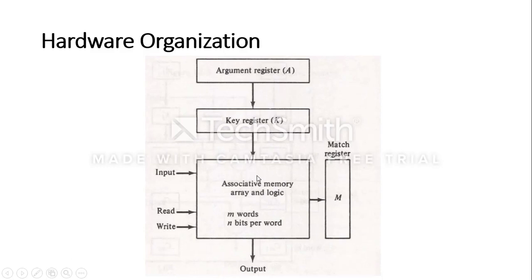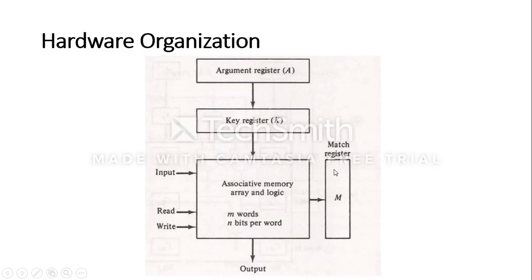Now what should be the length, what should be the width of the key register K? It should obviously be n bits, because if you want to perform the mask operation on the bits of the argument register, the width of the operand available in the key register must be equal to the width of the content available in the argument register. So both argument register and key register have the same width, n bits.